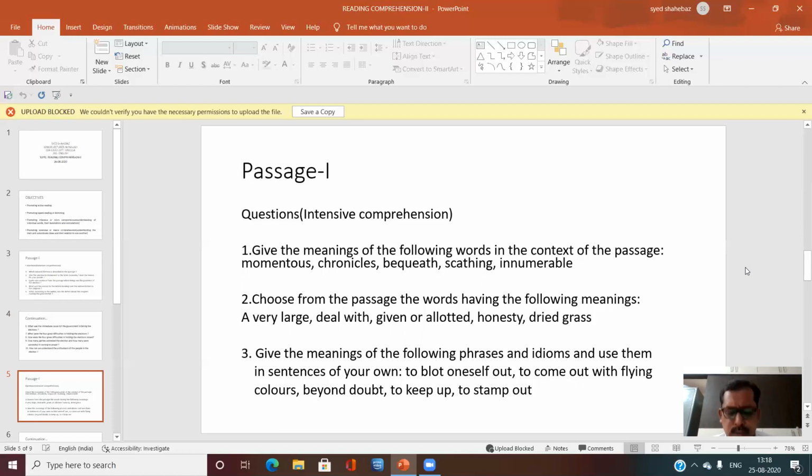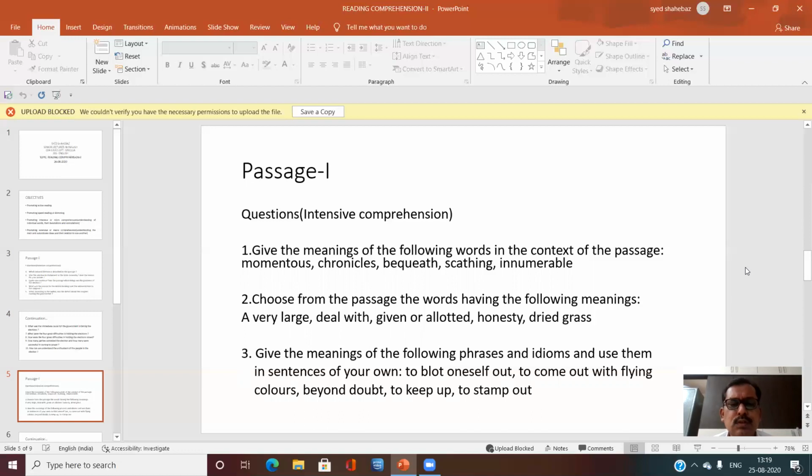So, momentous means very significant. Chronicles means history or records. Bequeath means handover. Scathing means strong, biting. Innumerable means a very large number, countless.